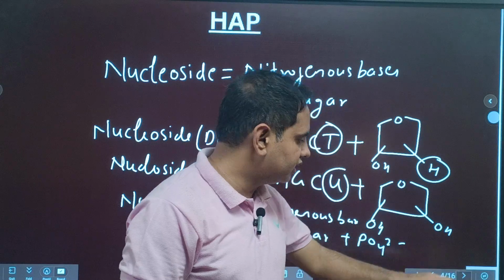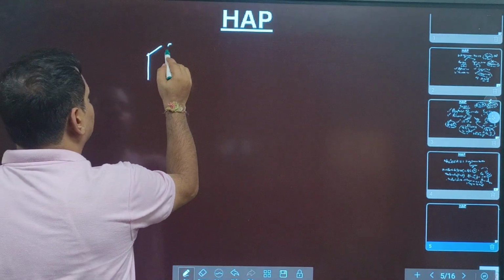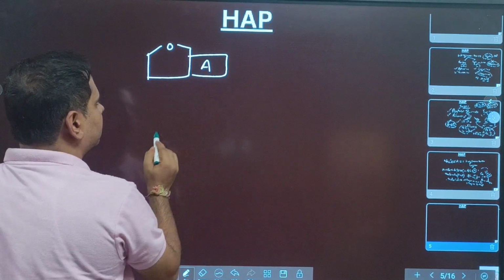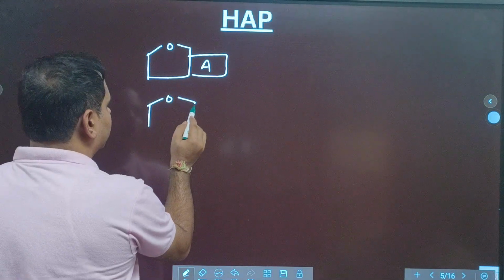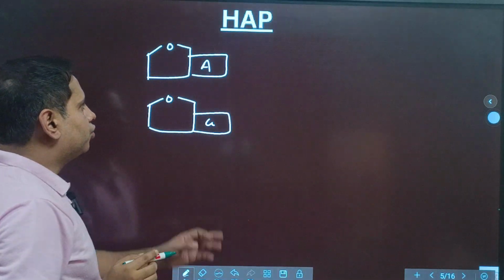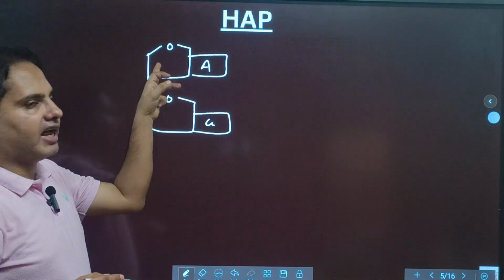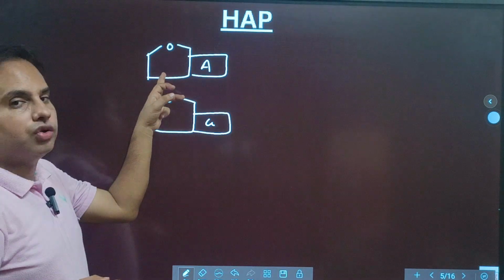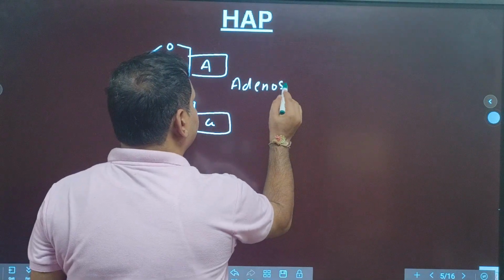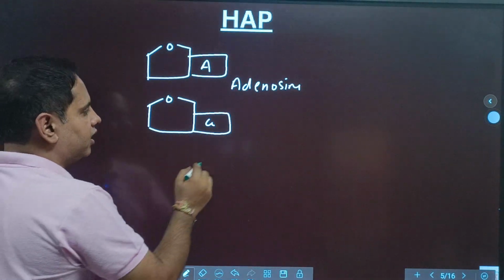So I am going to discuss how it happens. So for example, this is your sugar molecule, right? This is your adenine, right? And this is your guanine, right? So if you name this molecule, this is adenosine. Adenine attached with a sugar molecule, we call it adenosine, right? This molecule name is adenosine, right? Sugar molecule attached with guanine, guanosine.